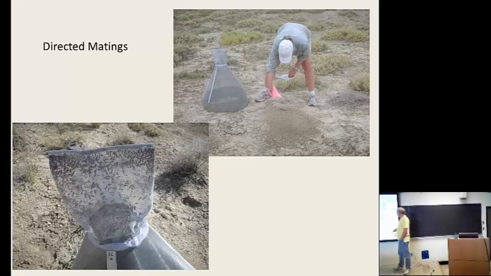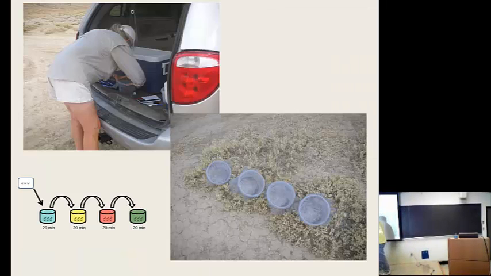We use directed matings. We water colonies. The queens come out first, so you can collect queens from a known colony. And once you've got enough queens, you put the cone on and you get males. Then in our mobile laboratory, we successively expose queens from a particular source colony, which are matrilines, to males from different colonies.